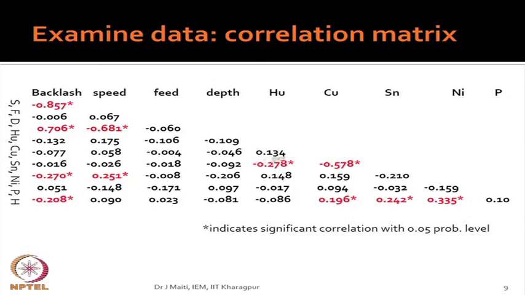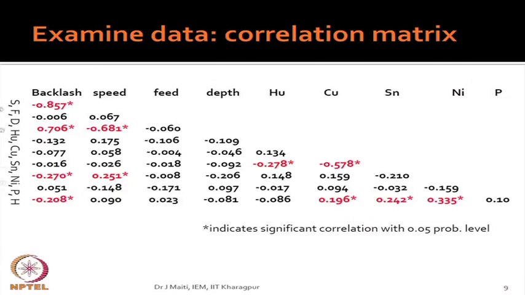Humidity vis-a-vis silicon, there is a negative correlation, and copper vis-a-vis silicon, there is a significant negative correlation. Similarly, copper vis-a-vis hardness, this correlation is there. So, we can say that there are certain correlations amongst the independent variables, but there are many other correlation coefficients which are not significant.